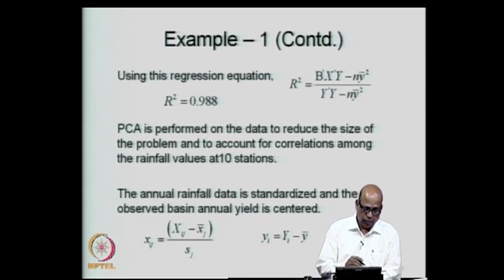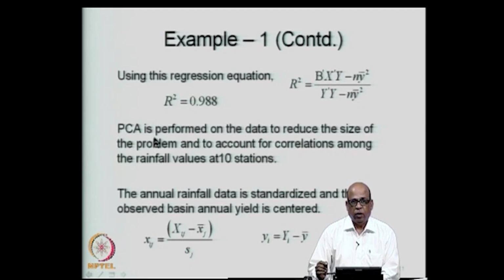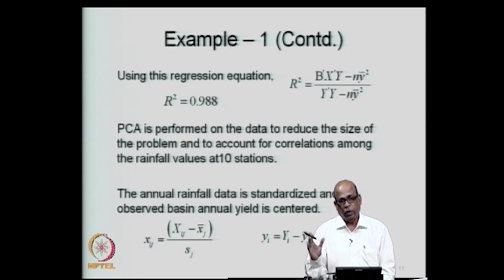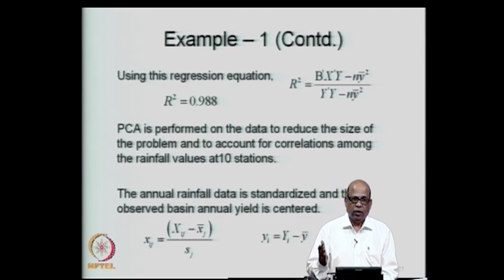So, what we do is we perform the principal component analysis now on the independent variables, that is x 1, x 2, x 3 etcetera, x 10. We will do the principal component analysis on that, then regress the y, which is the dependent variable, on the principal component analysis. So, the aim, as I mentioned, is to reduce the size of the problem and to account for correlations among the rainfall values at the 10 stations.